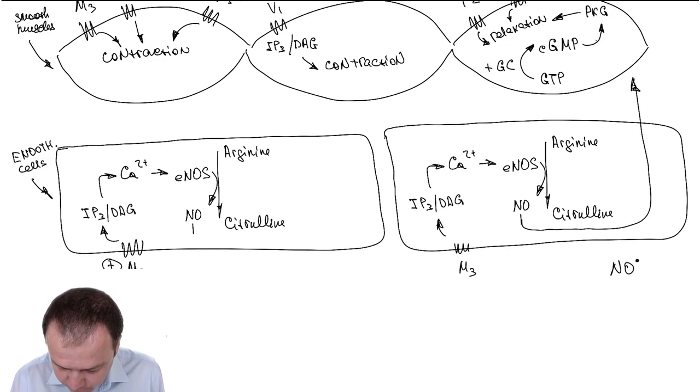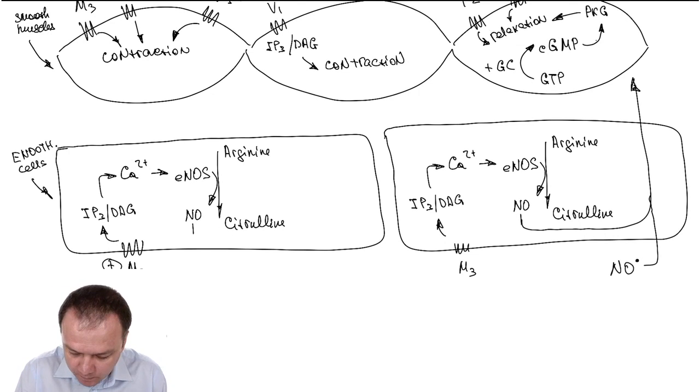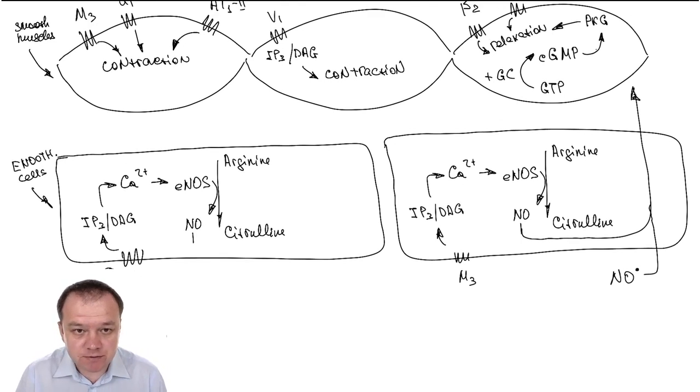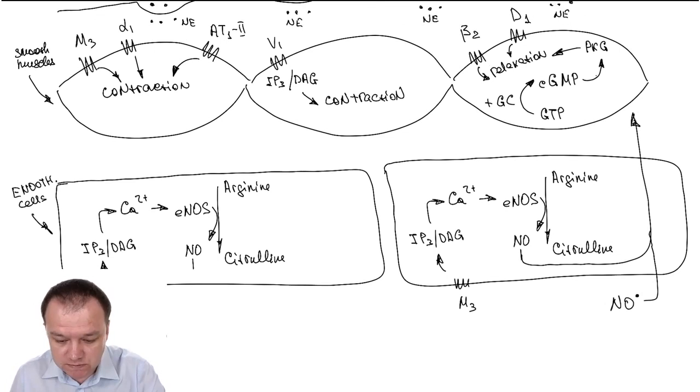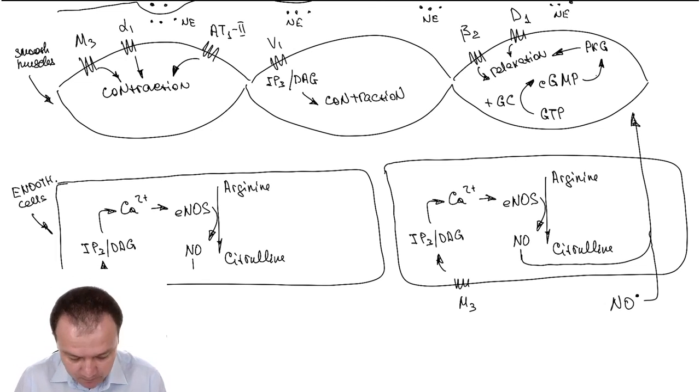Administration of exogenous donors of NO, like nitrates, has a similar pathway. But in this situation, nitric oxide diffuses directly into the smooth muscle cells and causes vasodilation.